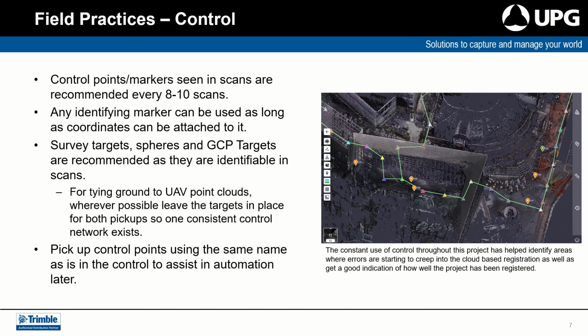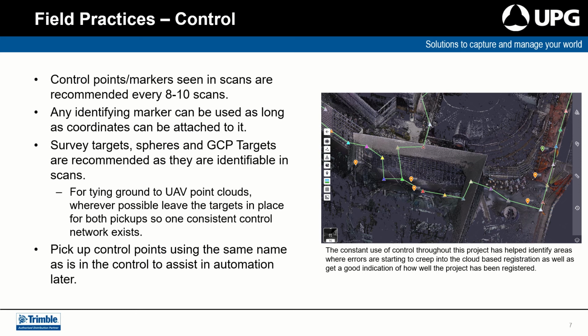Control points should be picked up with the same name in the field as they are in the office for instruments that can do that, such as Perspective, to make sure that it's easy to identify what control point has what coordinates in the scan data, and to also help automatically identify those control points.